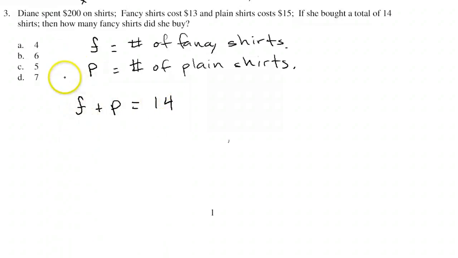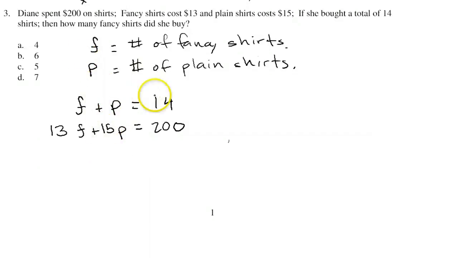We also know how much the total cost was, and we know how much each shirt type costs. So if I wanted to find the total cost, it would be $13 times however many fancy shirts I bought, plus $15 times however many plain shirts we bought, and that's a total of $200 spent. So now we have our system with our two equations.